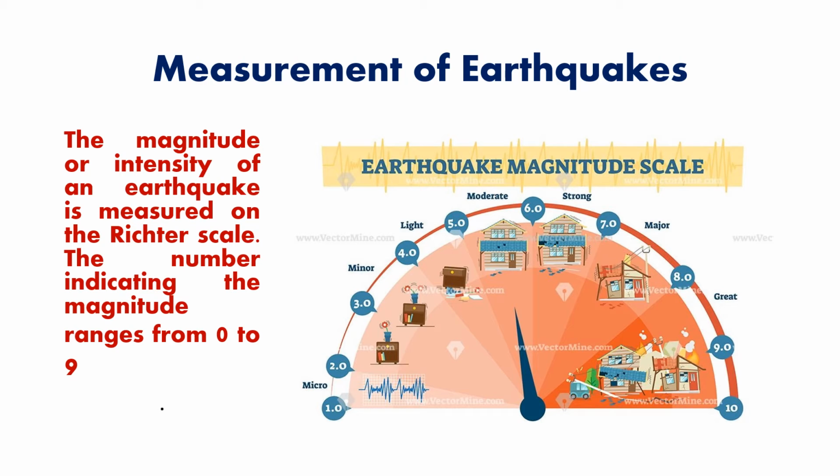The magnitude or intensity of the earthquake is measured on the Richter scale. The number indicating the magnitude ranges from 0 to 10. Here you have a picture. 3 is minor, 4 is light, 5 is moderate, 6 is strong, 7 is major, 8 is great.